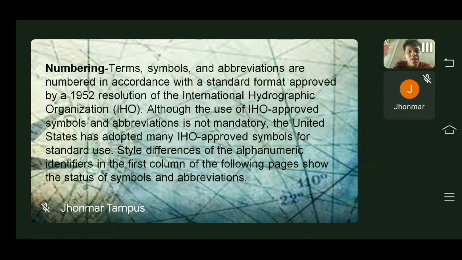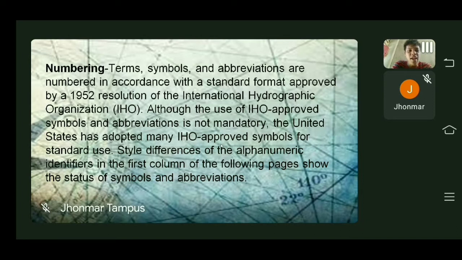Numbering. Terms, symbols, and abbreviations are numbered in accordance with a standard format approved by a 1952 resolution of the International Hydrographic Organization, or IHO, although the use of IHO-approved symbols and abbreviations is not mandatory. The United States has adopted many IHO-approved symbols for standard use.